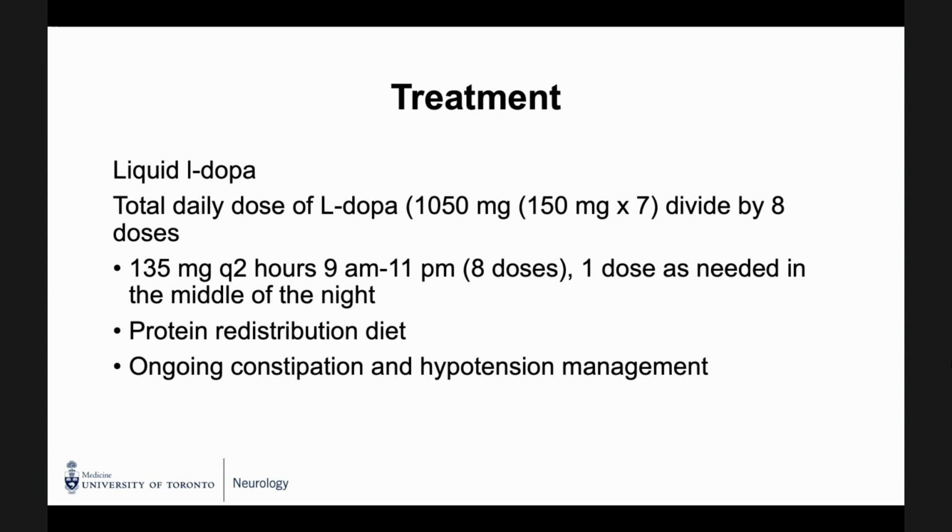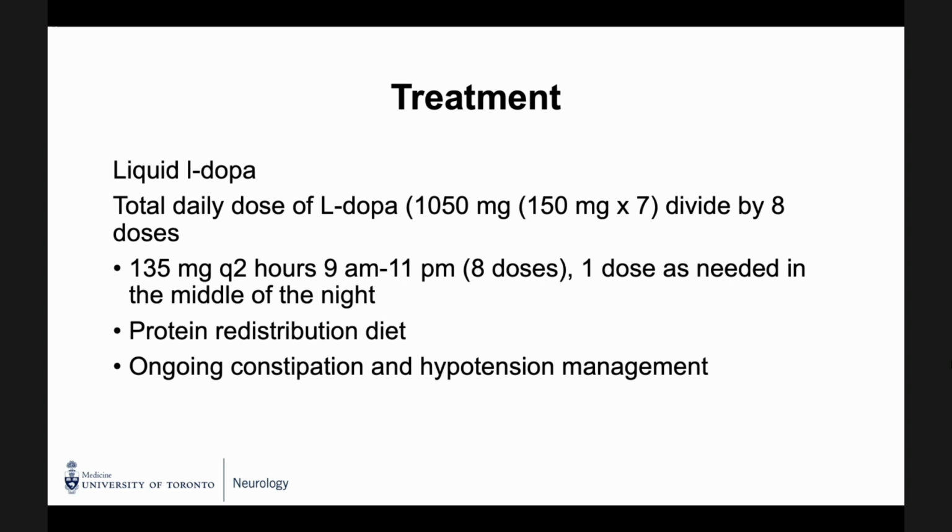Now, levodopa comes as a pill. So if you cut it in half, you can have 50 milligrams or you can have 100 milligrams, but you can't be more precise than either 50 or 100 milligrams. And in this case, when we divided the 1,050 milligrams by 8 doses, which was every 2 hours, we came up with approximately 135 milligrams. Now, in order to do this, we had to make liquid levodopa in order to be more precise.